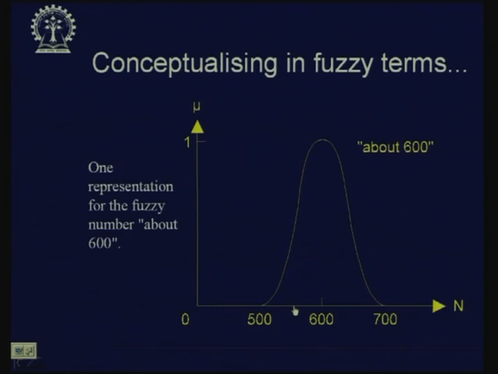550, is it about 600? Well, I will go here and say yes, around 0.5, it is about 600. Its membership in the fuzzy set about 600 is 0.5. 520, its membership is around 0.2. What about 650? Its membership is again 0.5. So, here this would be a very natural curve of distribution of the membership to the fuzzy set about 600, right.